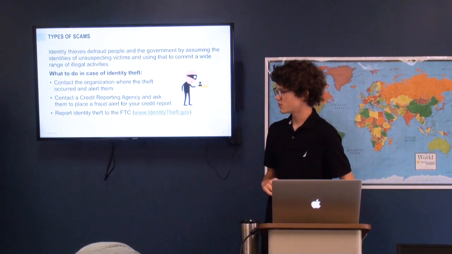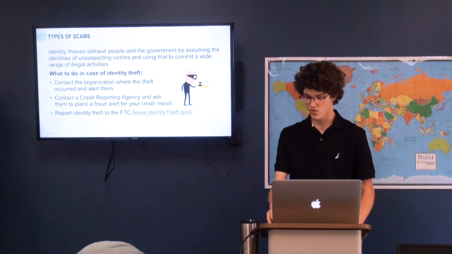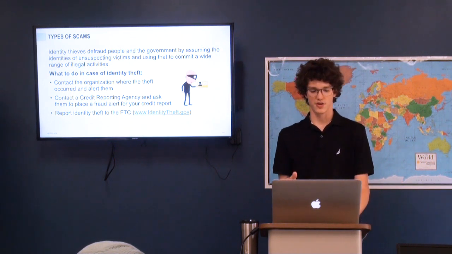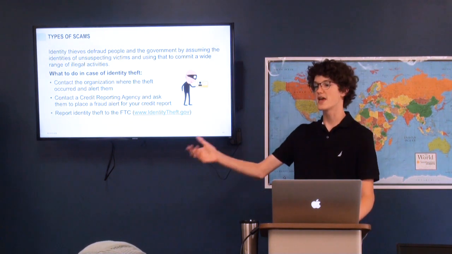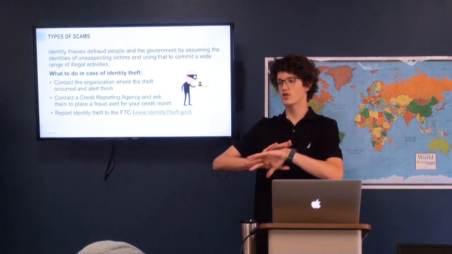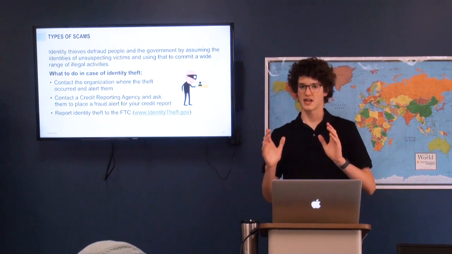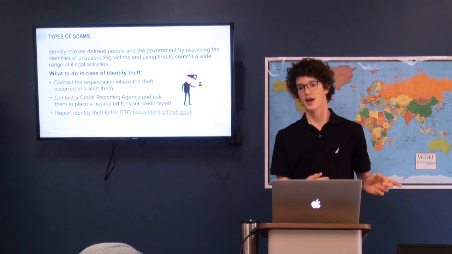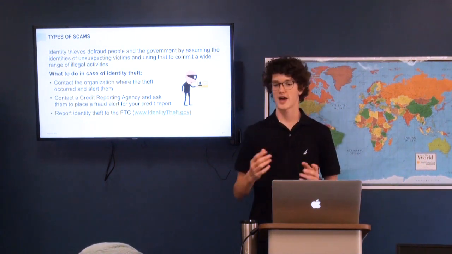So the first thing you should do is contact the organization where you suspect your information's been stolen from. So your bank, for example, you should contact them immediately. In fact, if you suspect your identity has been stolen at all, that's the first person you should talk to, your bank, because that's what they're after: your money, your assets.